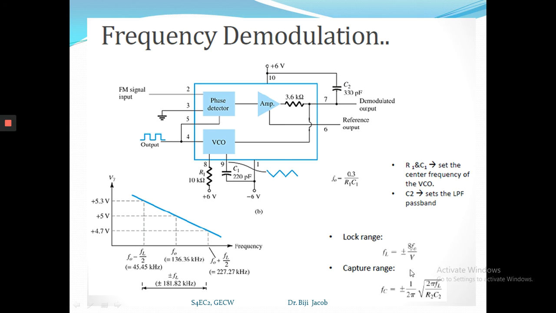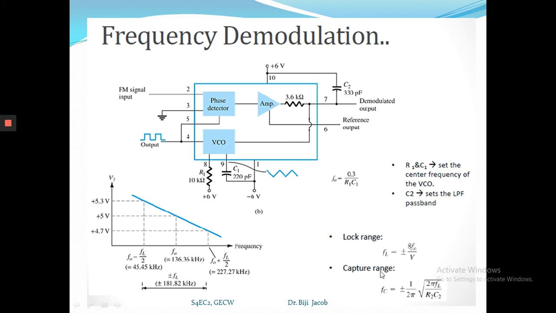Lock range is given by this basic expression: lock range is plus or minus 8 f0 divided by V, where f0 is the free running frequency and V is the supply voltage. It has a positive supply and a negative supply. In this case, it is taken to be plus 6 volts and minus 6 volts, so V is plus or minus 6.